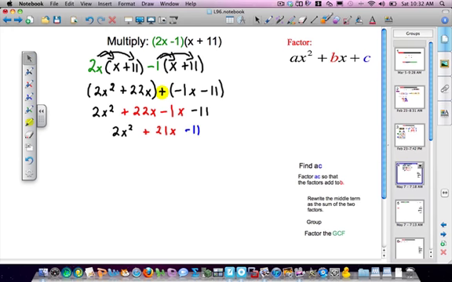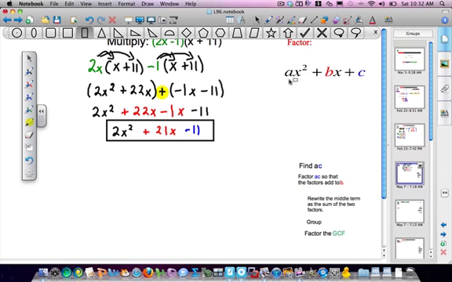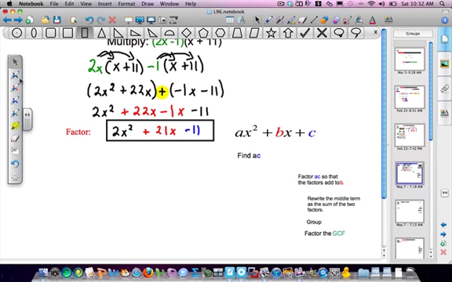Now notice that we have a quadratic trinomial whose leading coefficient is not 1. So let's factor this trinomial and reverse the distributive property that we just used to get it. Let's begin by finding AC. Now the product of AC in this case is going to be negative 22. And we get that by multiplying 2 times the negative 11.